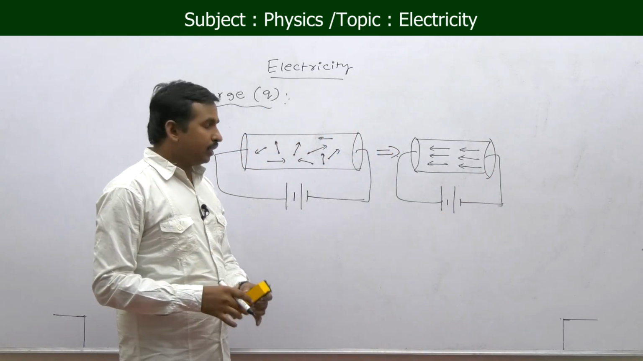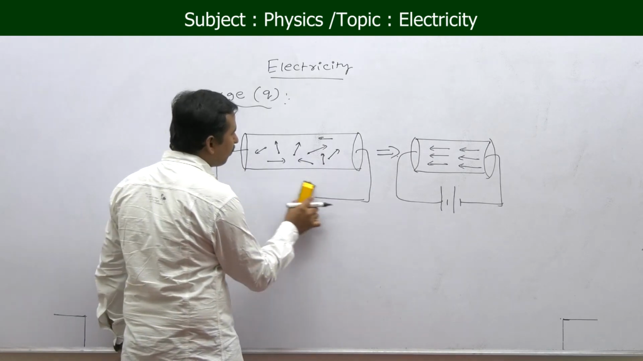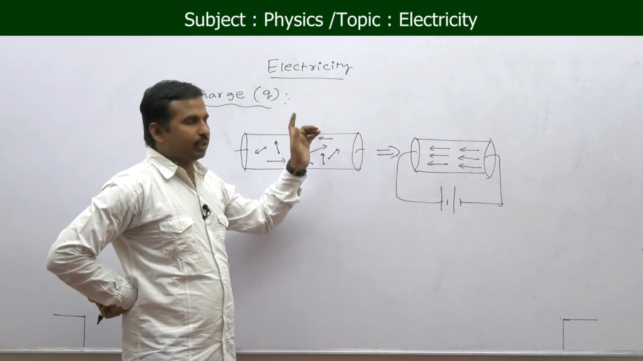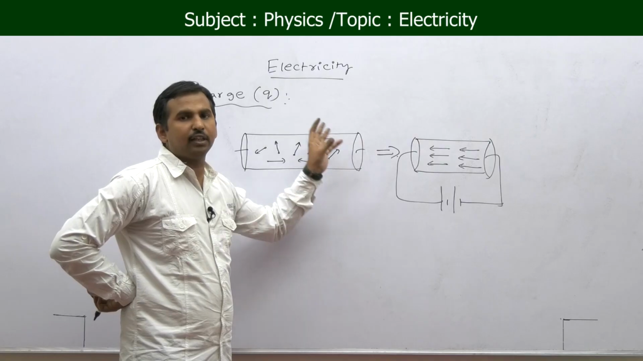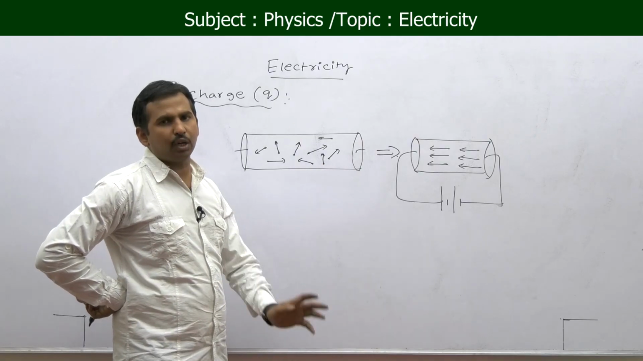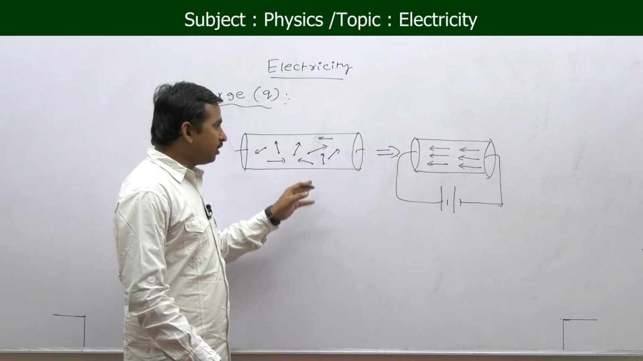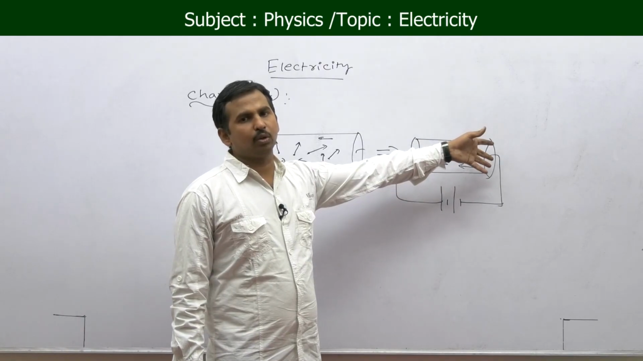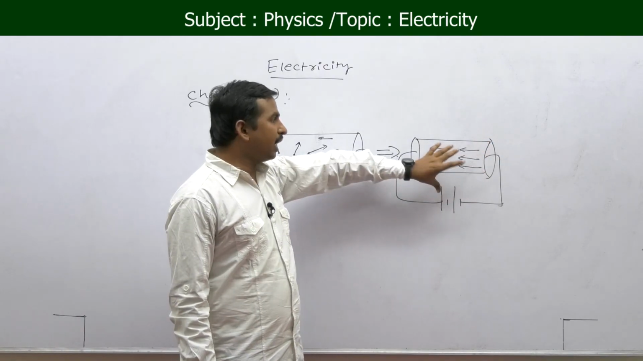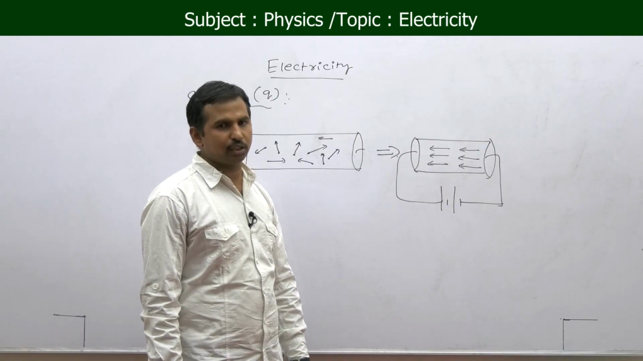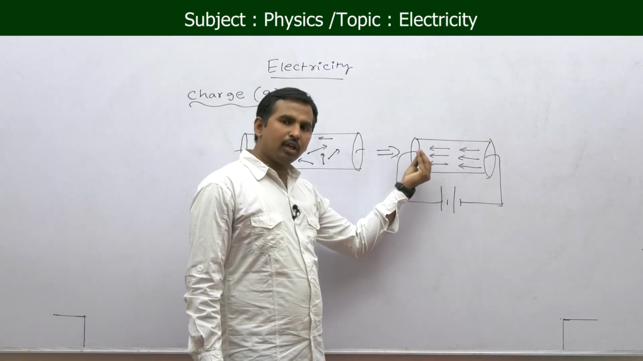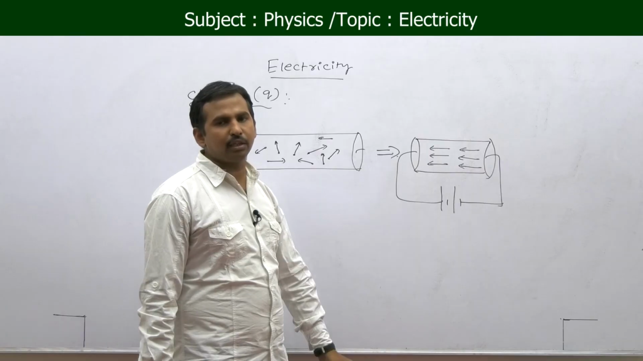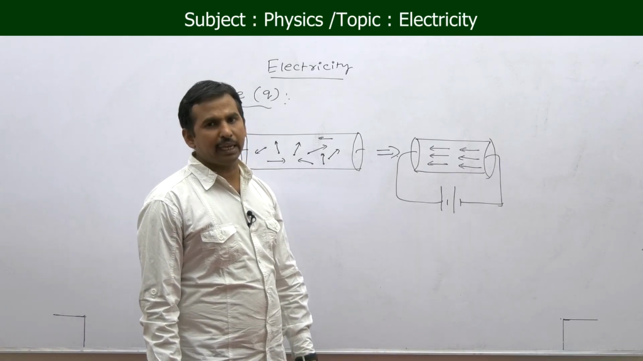See, the difference between this one and this one is, when no battery is connected, the charges are in random motion, going in different directions, so the net flow of charge becomes 0. But once you connect a battery, it makes the charges move in one particular direction. Then we have a rate of flow of charges. That rate of flow of charge we call electric current.